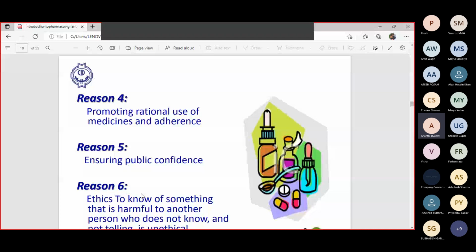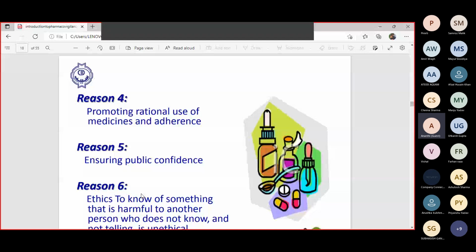In prolonged use, or if you take a drug at the wrong time, or for a wrong indication, it's going to give you a serious adverse event. That is why rational use. You want to find out exactly what you want to treat. That is reason 4.